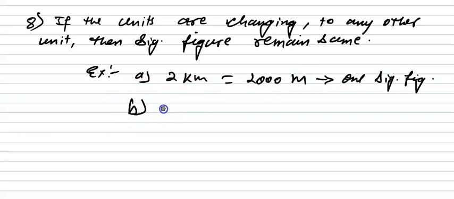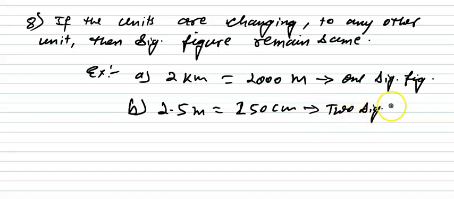Take example number 2. If I write 2.5 meter, what can we write in centimeter? It could be written as 250 centimeter. So the units are changed over here, but that doesn't mean its significant figures will be changed. It has only two significant figures, right?